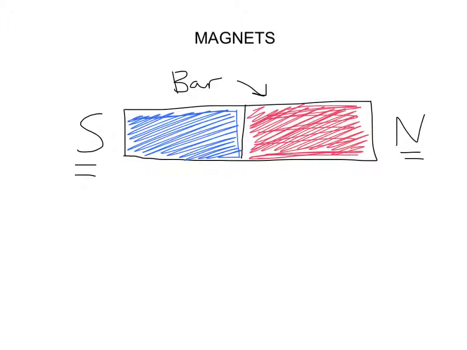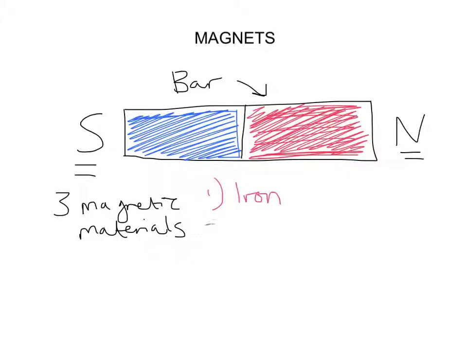Now, when we think of magnetic materials, we think of three. So there are three magnetic materials. And those are iron, cobalt, and the third and final one is something called nickel.